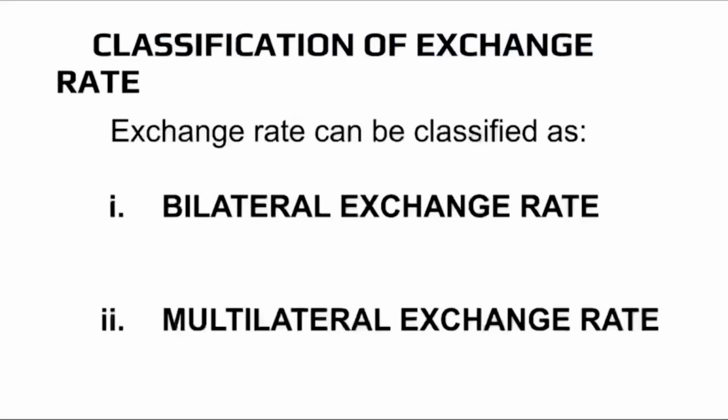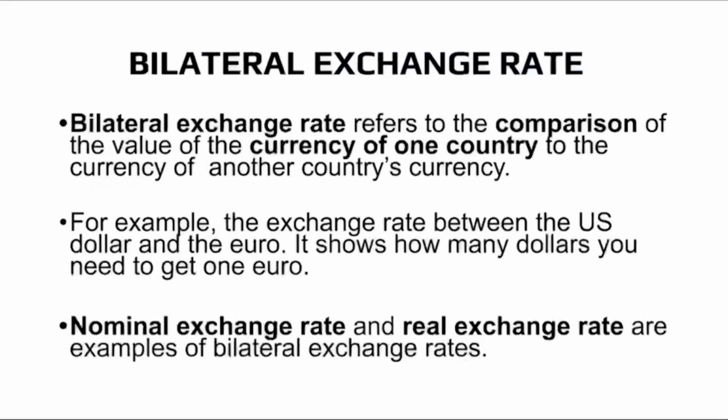Basically, there are two ways to classify exchange rates. One is bilateral exchange rate. Two is multilateral exchange rate. Bilateral exchange rate is simply an exchange rate between two countries. In other words, it refers to the comparison of the value of a country's currency to the currency of another country. For example, the exchange rate between the US dollar, the United States dollar, and the euro shows how many dollars you need to get 1 euro.